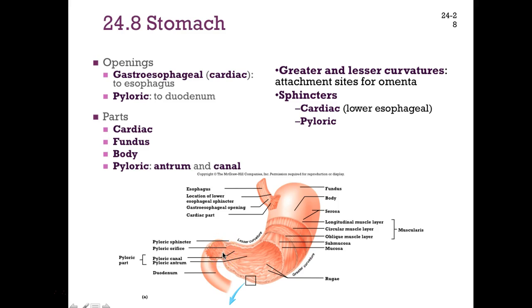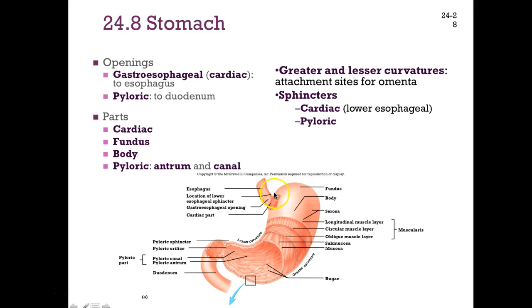Pylorus means gatekeeper, so this is our gatekeeper to decide when the food from the stomach is moving into the small intestines. So now let's talk about a couple of the different parts of the stomach. We have the cardiac portion, which is the region right where the esophagus is entering in. Then we have the fundus, and if we want to find the fundus, we draw a line from where the esophagus is entering in to the opposite side, and it's this dome-like structure that is the fundus. The body is the main mass of the stomach, and then the pyloric antrum and canal is found here closer to the pyloric sphincter.